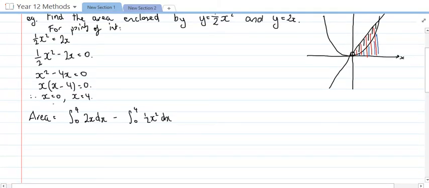And now it's just a matter of working this out, so that's equal to 2x squared on 2, which is just x squared between 0 and 4, minus, and that becomes half x cubed on 3, which is x cubed on 6, between 0 and 4 as well. So that's going to be, well, subbing that in, 16 take 0, and subbing the 4 in here, 4 cubed is 64 on 6, which isn't going to be all that nice, it's 10 2/3.